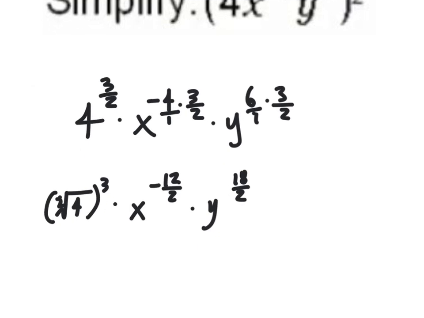Now let's take the square root of 4. The square root of 4 gives me 2, and then I'm taking that number and cubing it. Then I'm multiplying this. Let's simplify this fraction up here: -12 over 2 is going to be x to the -6 power, and then multiply that by y to the 18 over 2. 18 over 2 simplifies to 9, so y to the 9.